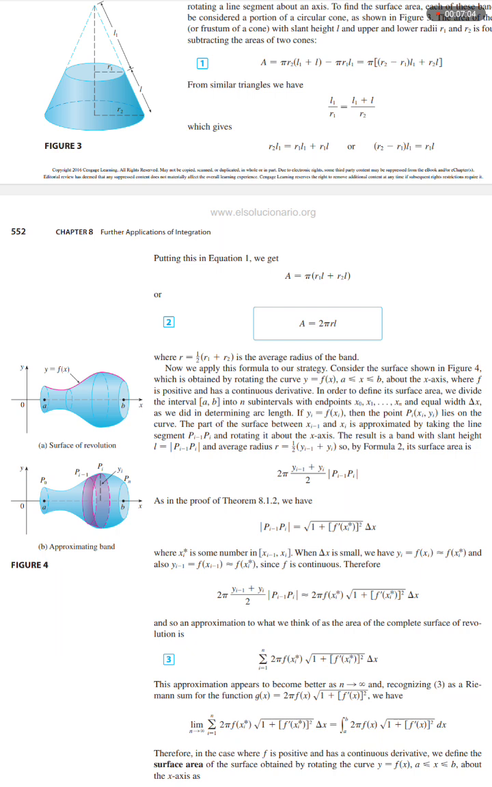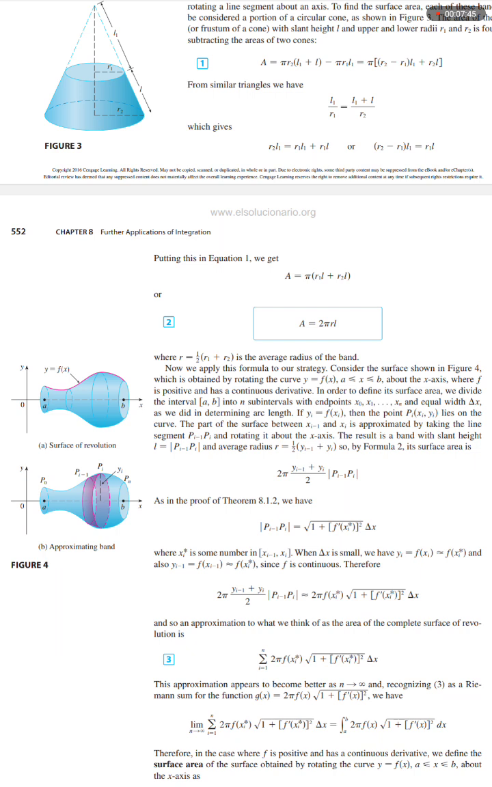Back to the text. Now we apply this formula to our strategy. Consider the surface shown in figure 4, which is obtained by rotating the curve y equals f of x, where x is greater than or equal to a and less than or equal to b, about the x-axis, where f is positive and has a continuous derivative.